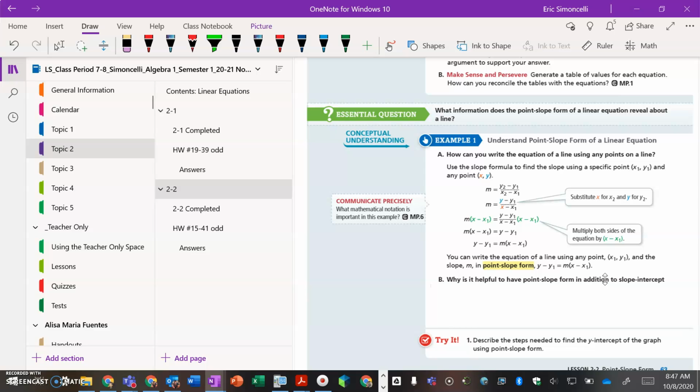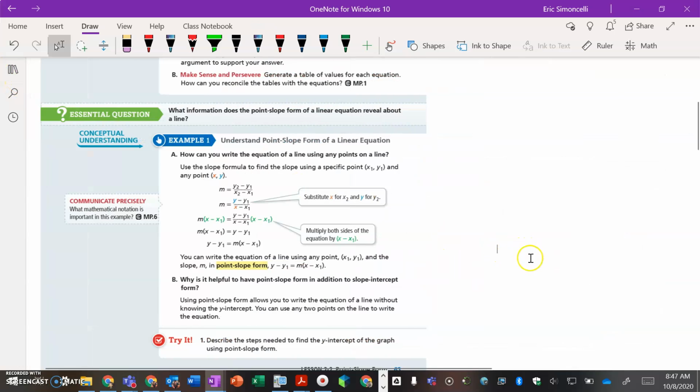Part B. Why is it helpful to have point slope form in addition to slope intercept form? The primary reason for this, using point slope form allows you to write the equation of a line without knowing the y-intercept. You can use any 2 points on the line to write the equation. It's a very powerful thing that you can do, knowing again, not y equals mx plus b per se, but in this case, a point, so x1, y1, and the slope, m. Any 2 points will allow for this.